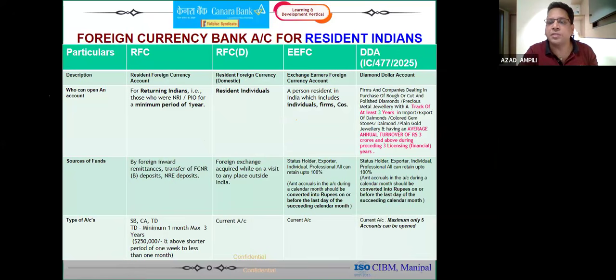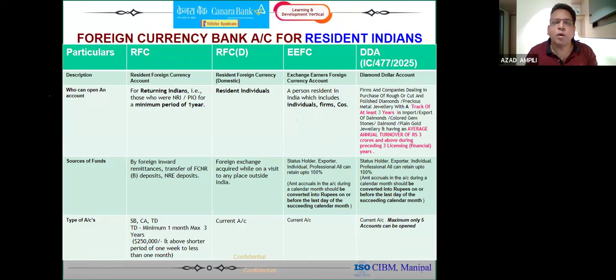Firms and companies dealing in purchase of rough or cut or polished diamonds, with a track record of at least 3 years in import or export of diamonds, colored gemstones, plain gold jewelry, and having an average annual turnover of 3 crores and above during the preceding 3 licensing financial years. This is the condition. If somebody is satisfying this condition, only those people can open this diamond dollar account.